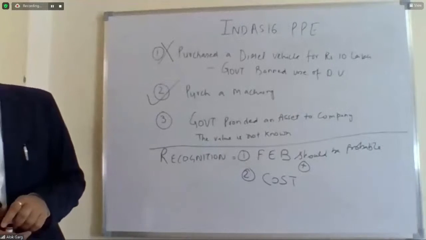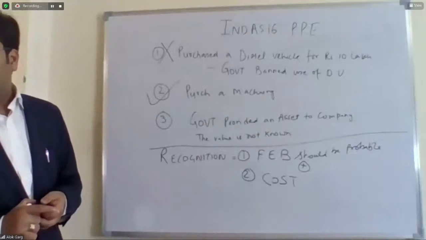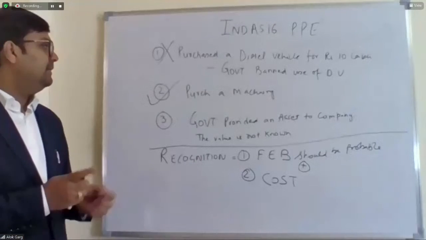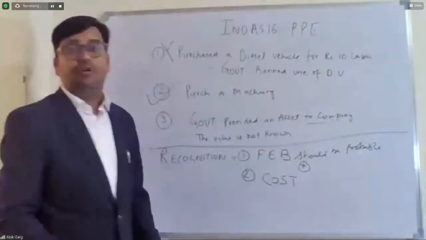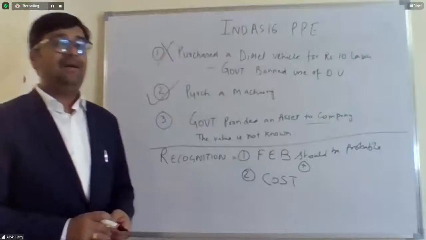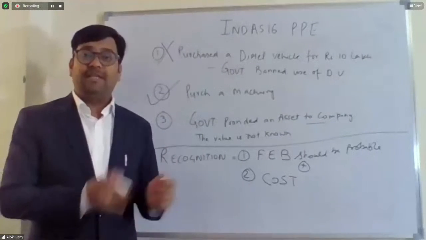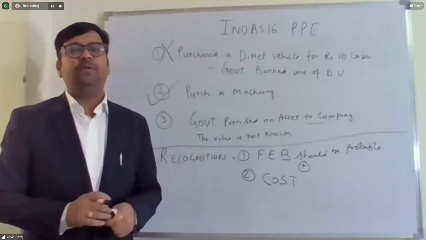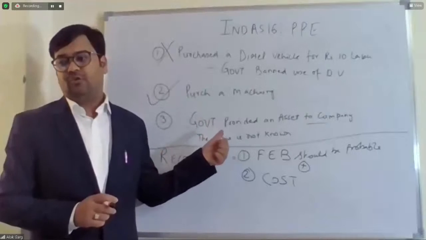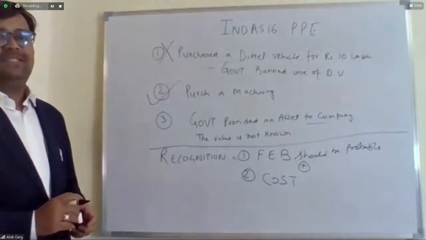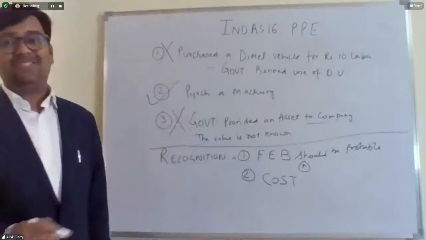So Ambika is saying, sir, only point number 2 is a PPE. Rest of all is not a PPE. Great, Ambika. The third one is government provided an asset to the company. Government has given a grant for an asset, non-monetary grant. Of course, there is an asset, so future economic benefit is probable. But the cost is neither measurable nor known. In this case, it will not be recognized as a PPE because the cost is not known.